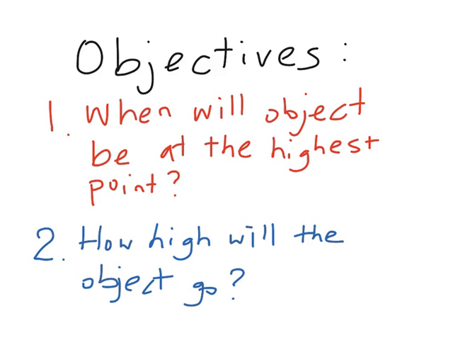In this video, we will learn two things. First, using the formulas we have been using, we will figure out when the object will be at its highest point. So when is time. Next, we will figure out how high an object can get, and that's in the y direction.